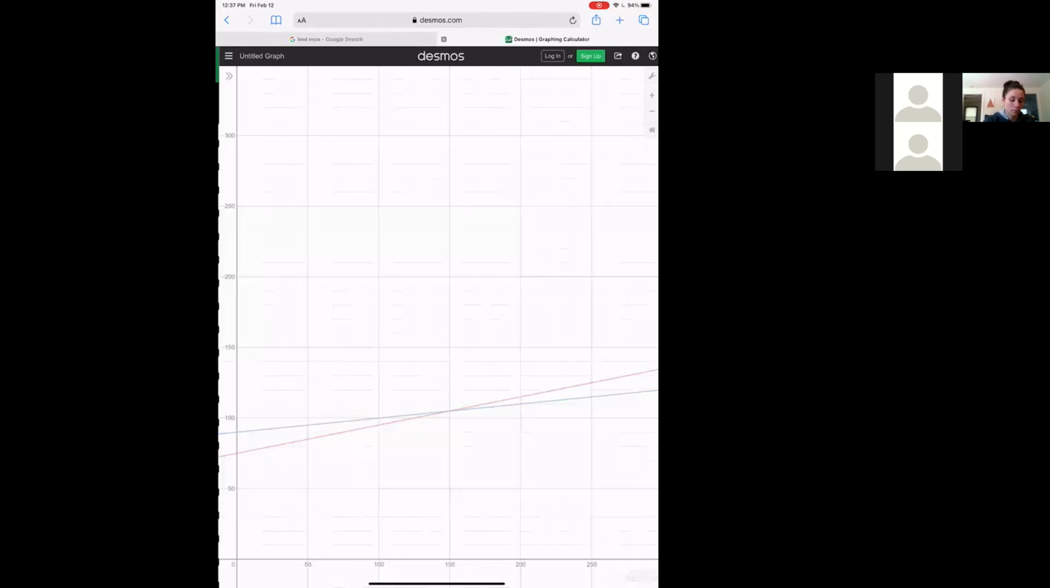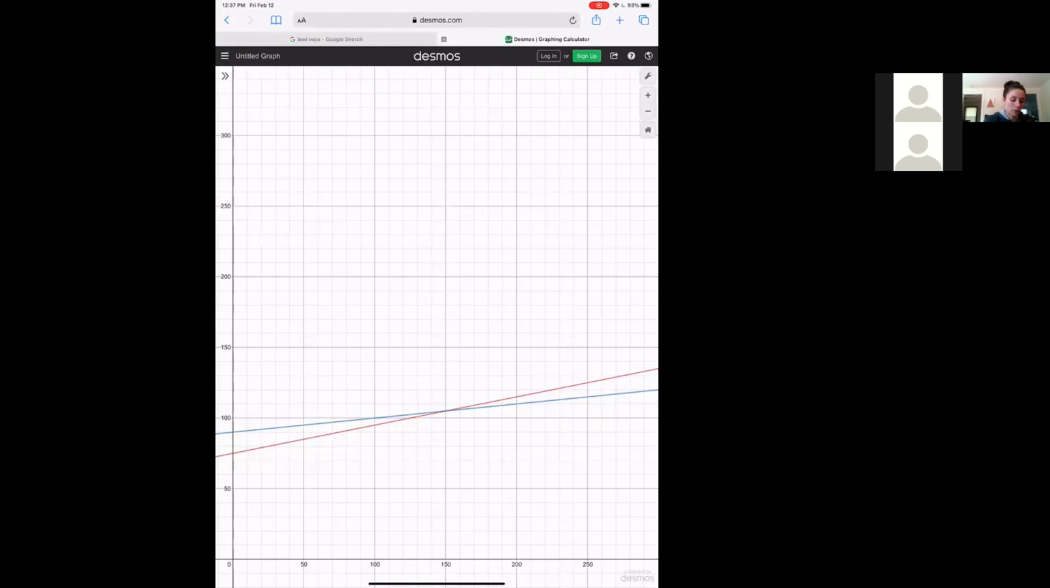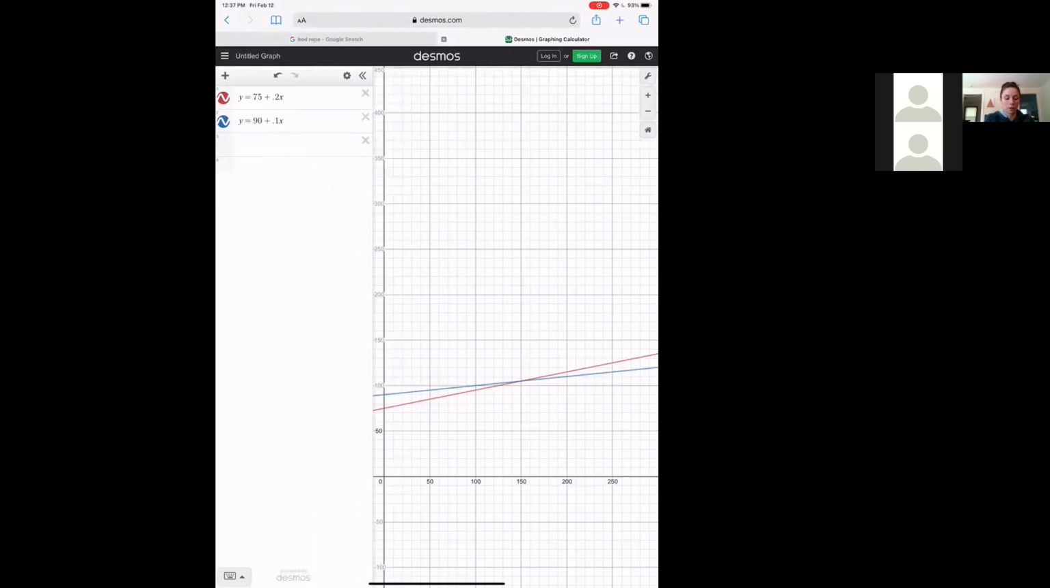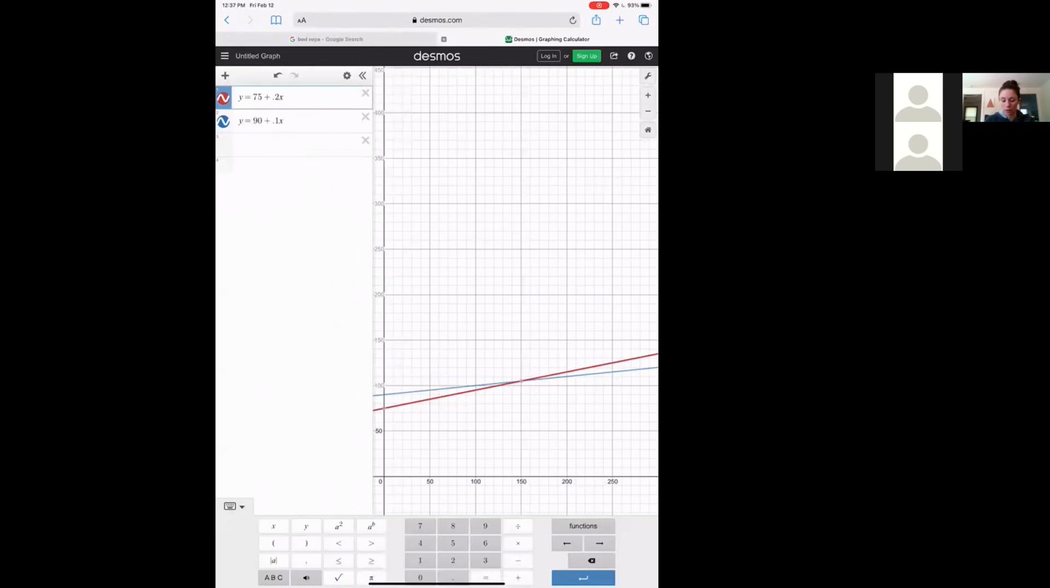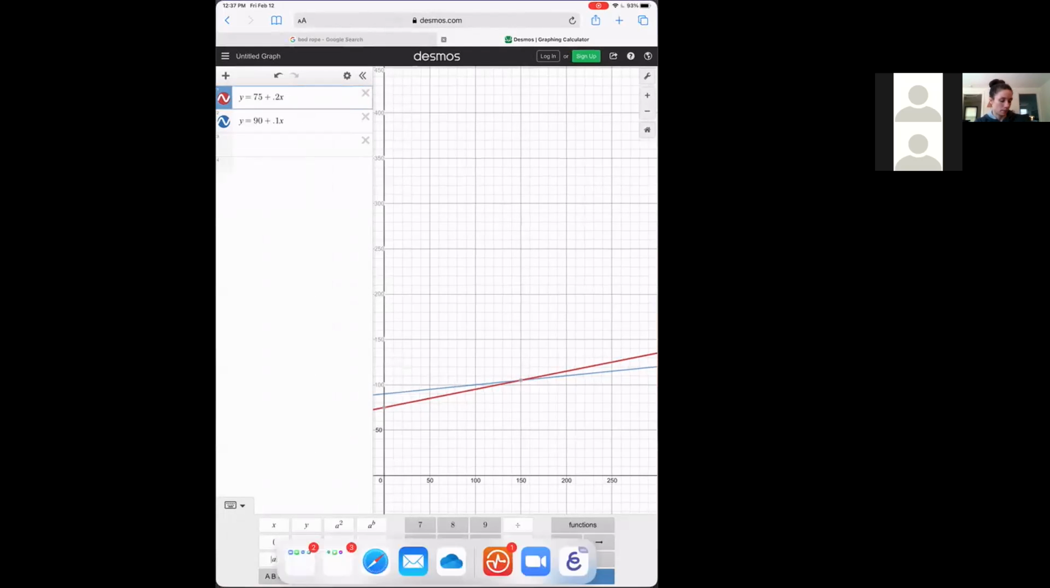And our red graph was, oh, here it is, company A. So just as we thought, company B is cheaper in the long run because the blue line is below the red line as time goes on, even though it initially starts out a little higher. All right.